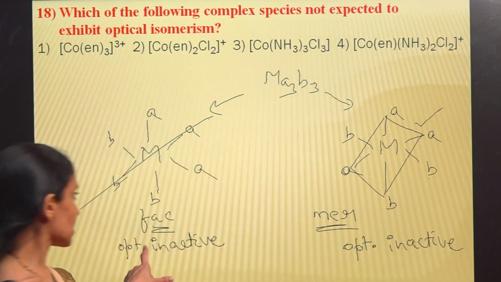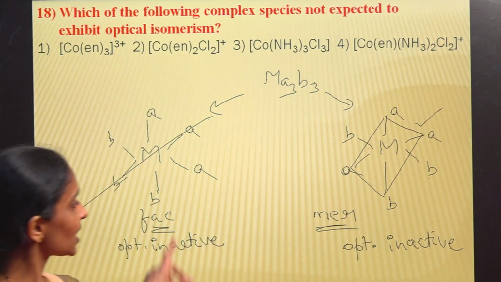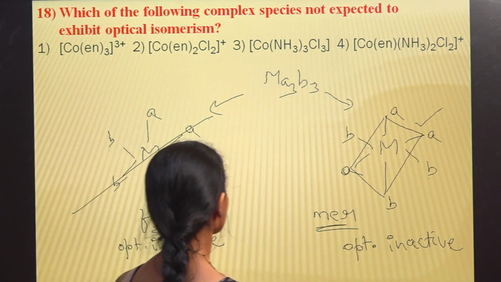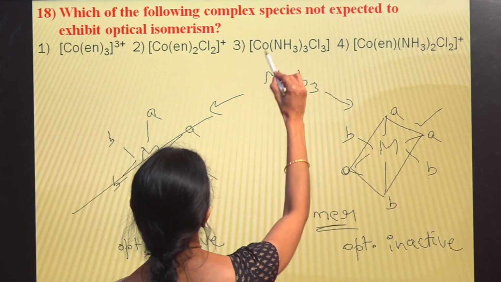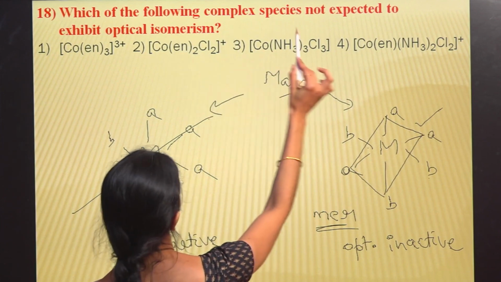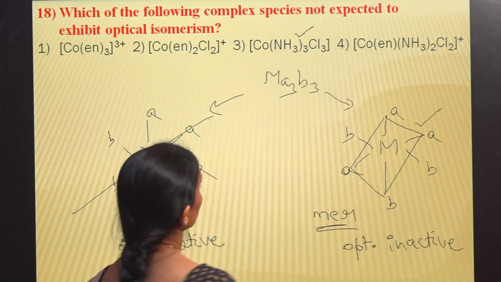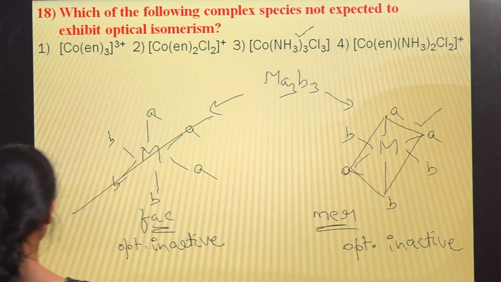Not only the facial form, the meridional form is also optically inactive. So this one is the answer. The species that doesn't exhibit optical isomerism is this. This is the answer. But let's look at the last option also.